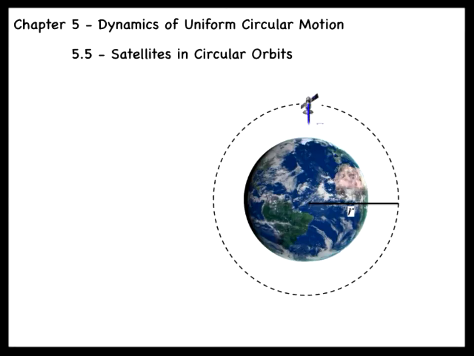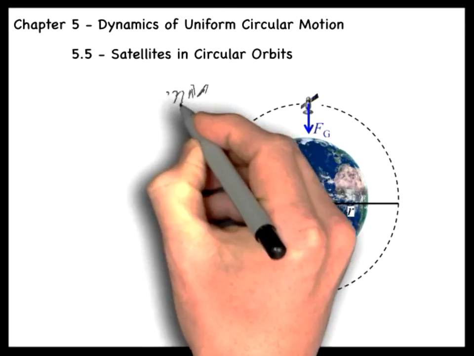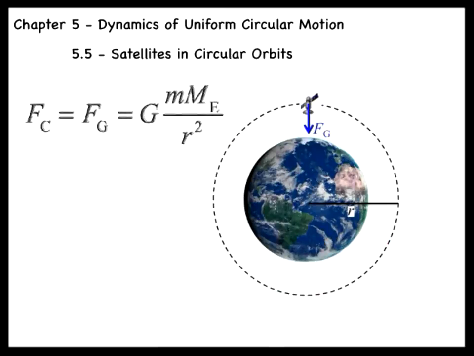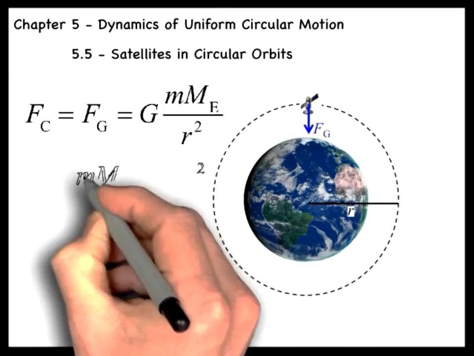If we draw the free body diagram for the forces acting on the satellite, all we have is the satellite's weight due to the gravitational force. This force is a radial force, as it always points in toward the center of the circular motion. Therefore, we identify it as the centripetal force Fc equals big G times the mass of the satellite times the mass of the Earth divided by the distance between them squared. And we can always set the centripetal force equal to mv squared over r.